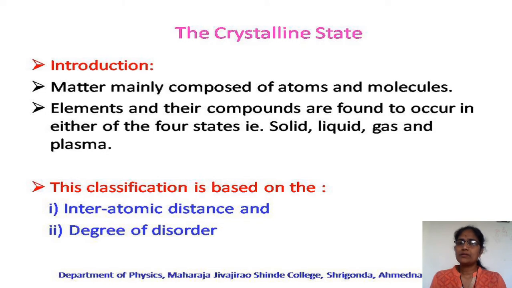Interatomic distance is nothing but the distance between two atoms. Suppose there are two atoms which are separated or very close to each other, then the distance between them is called interatomic distance. And degree of disorder means what? Suppose these atoms are organized or arranged in a periodic manner. It means that they are having order.